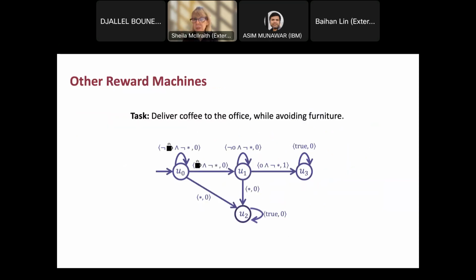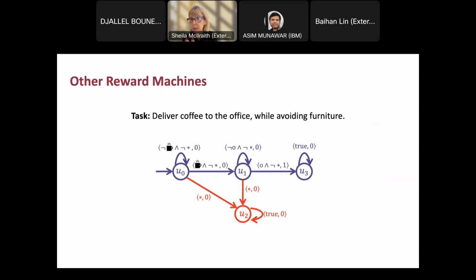So here are some other examples. Deliver coffee to the office while avoiding furniture. So coffee, and star, which is the furniture. So I get coffee and then I go to the office without hitting the furniture, and I get into U3 and I get a reward of 1. But as soon as I hit the furniture, I go into a sink state which I stay in forever and can never get any reward.